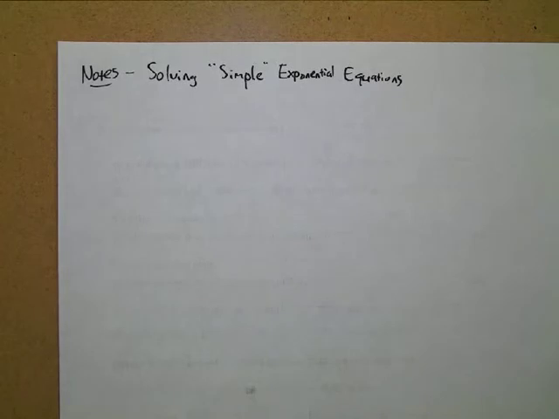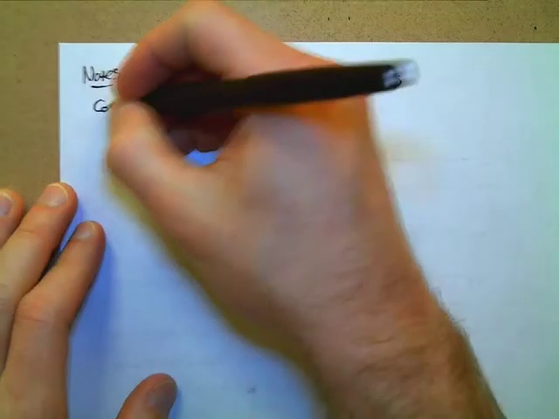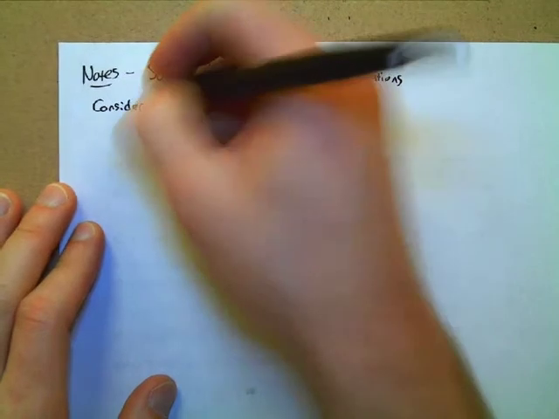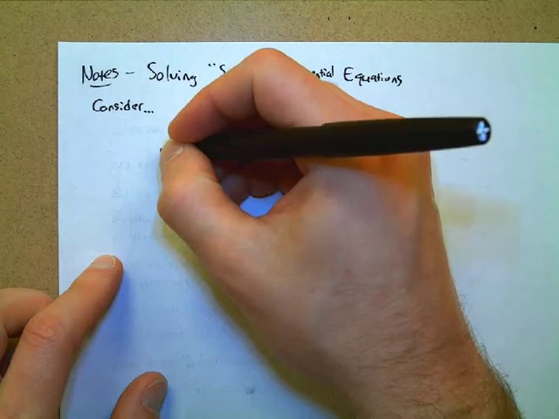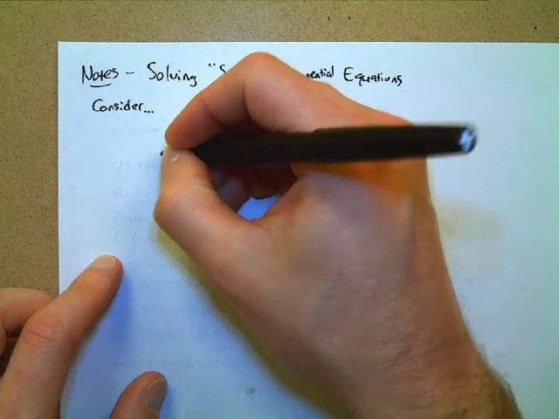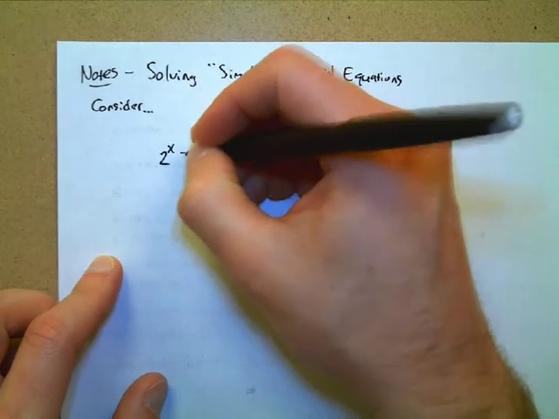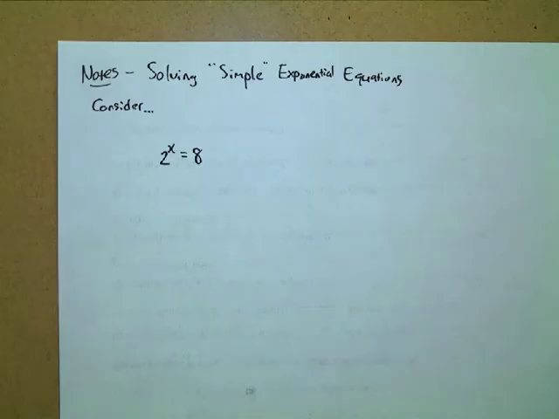Let me start with a simple one here. So we have the equation 2 to the x equals 8. Right? So consider that equation, 2 to the x equals 8. All right? What's the solution to this equation? What value of x would make this equation true?